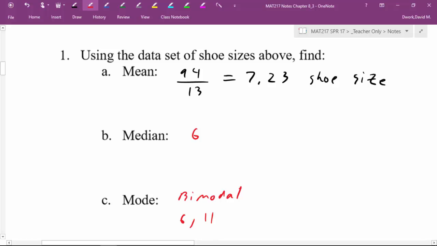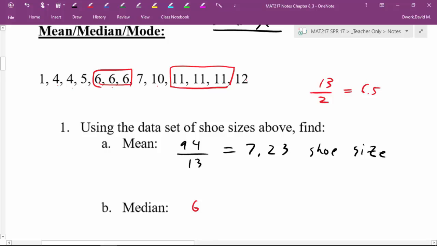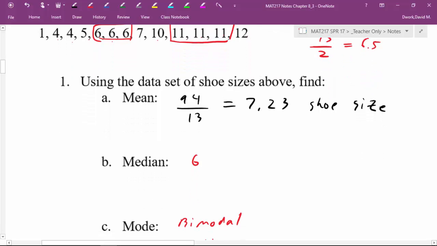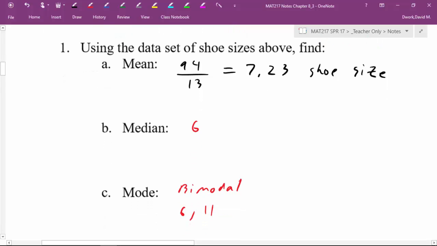You can have 2. If you had 3 that all had the same amount, like if I had a 12, a 12, and a 12, now I'd be trimodal. It's not a big focus in this class, the naming, but just the idea of mode, which thing happens the most. Okay, so we are looking at a bimodal with values of 6 and 11.